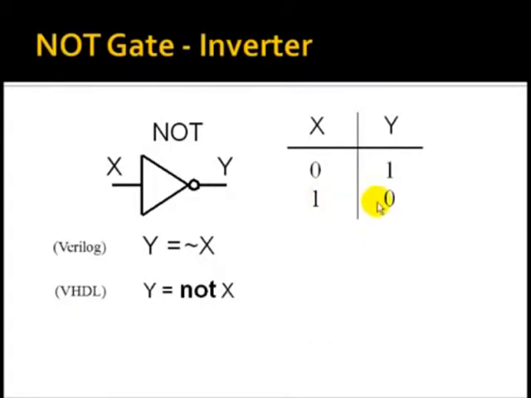It's just an inverter. In Verilog, we write the logic equation y equals NOT X, where we use this little tilde symbol to represent NOT. Whereas in VHDL, you need to type out the entire word NOT if you're going to write y equals NOT X.